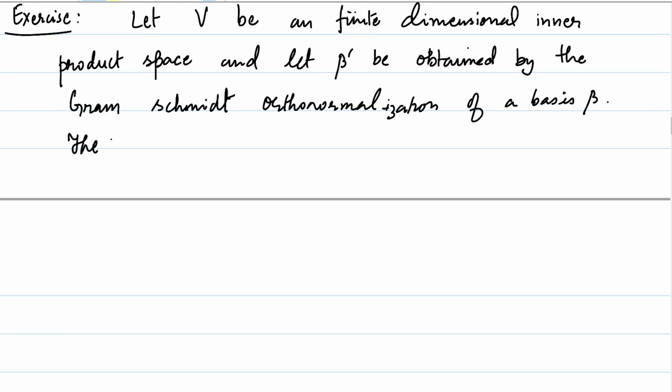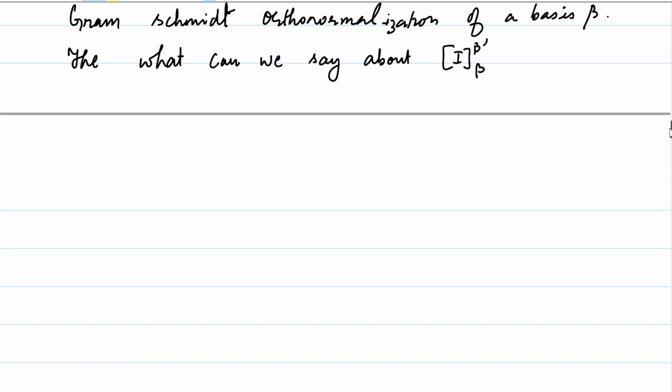What can we say about it? We cannot compute it explicitly because we don't know what beta and beta prime are. It will depend on beta and beta prime, but what can we say about the change of basis matrix from beta to beta prime? Well, the digression should tell you that this is going to be an upper triangular matrix.